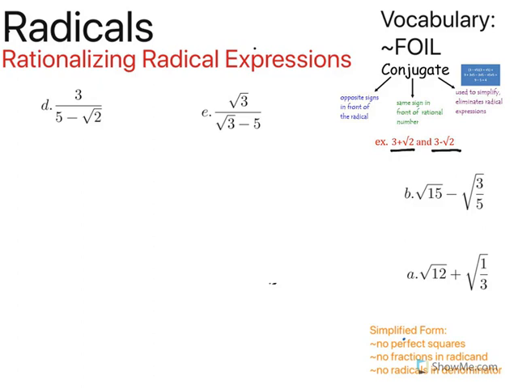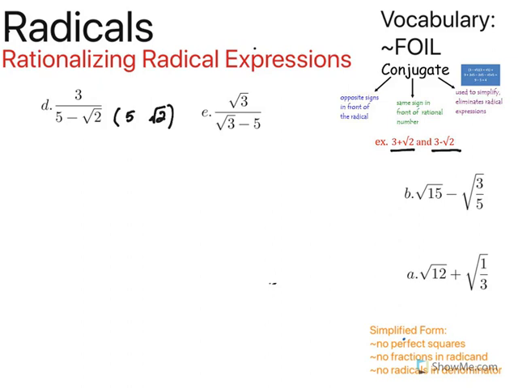So let's take a look at this first one. Here we have 3 over 5 minus the square root of 2. To get rid of the radical in the denominator, we're going to have to multiply by the conjugate. So remember, we're going to have the same terms. We're still going to have 5, and we're still going to have the square root of 2. We're going to keep the sign in front of the rational number in front of 5 the same. So if 5 was positive, 5 is going to stay positive. But now we're going to have an opposite sign in front of the radical.